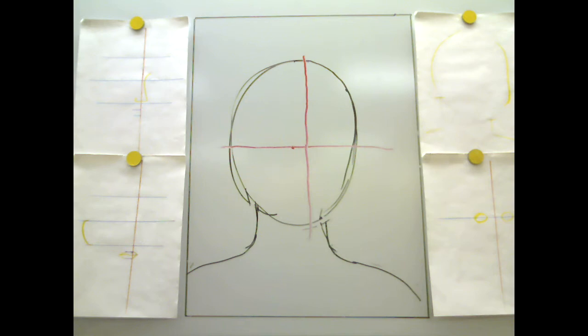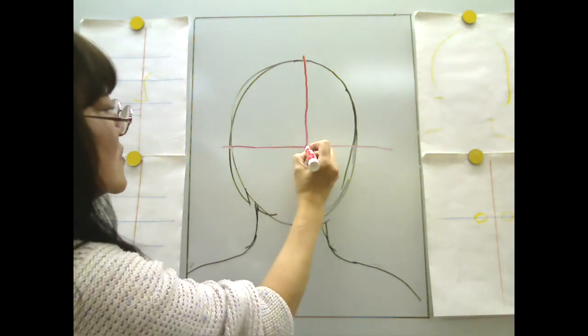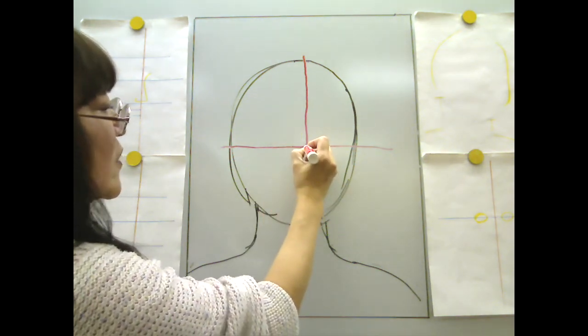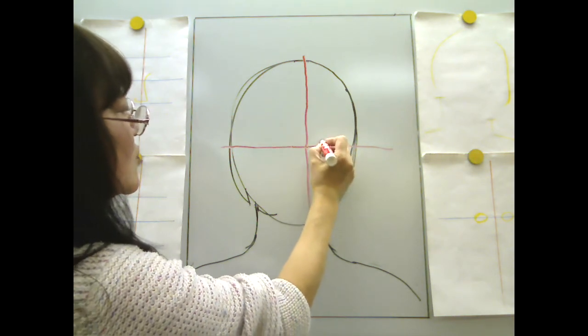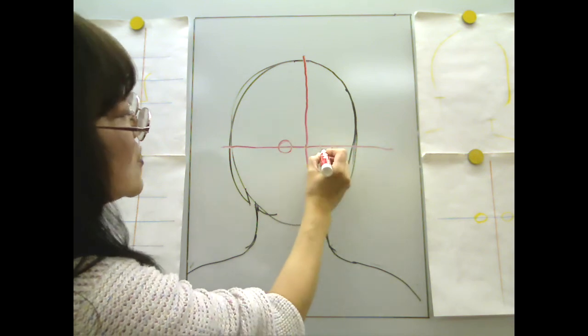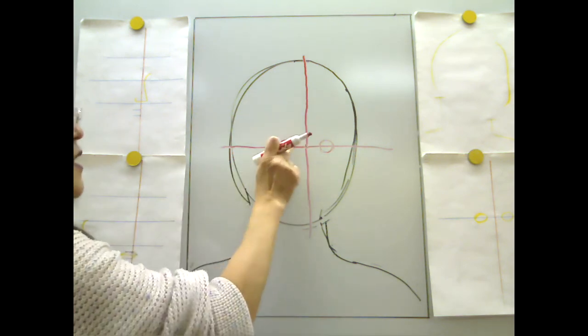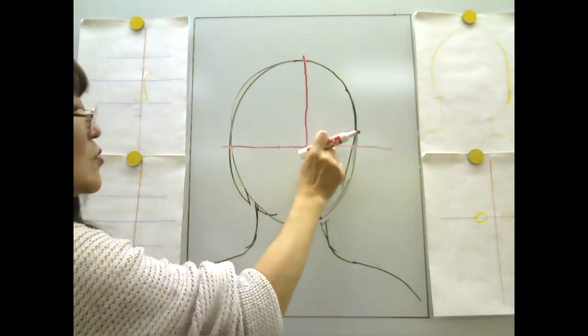Okay, and we're going to locate the eyes. The location for the eyes needs to be symmetrical. So here's the center part. So put one here, one here. We're not drawing actual eye shape. We're just drawing a circle, just locating the eyes. Now again, don't make it too close.